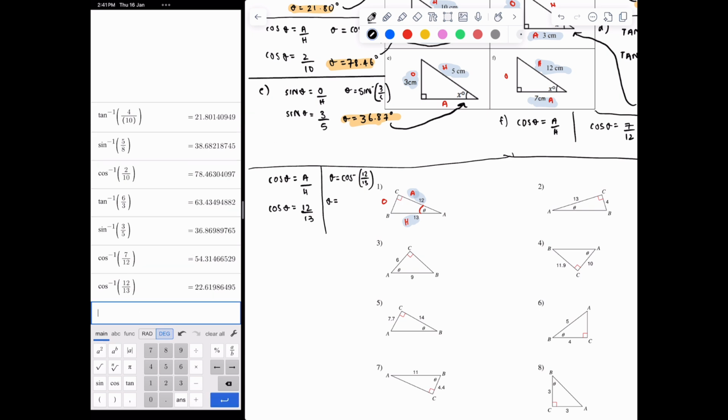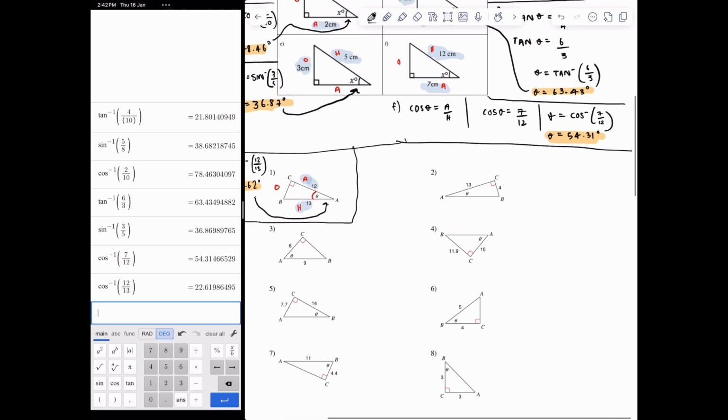And that is 22.61, round up to 62 degrees. Cool. Again, pay attention to the next triangle. All right, so we have our, let me just border that off.